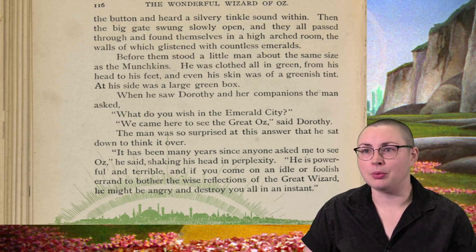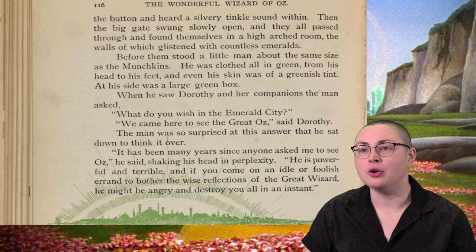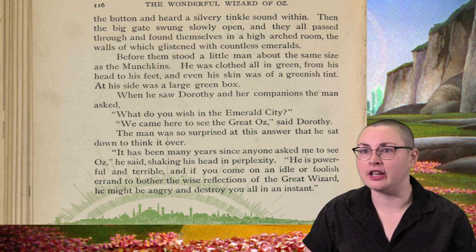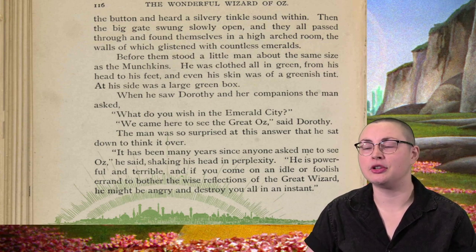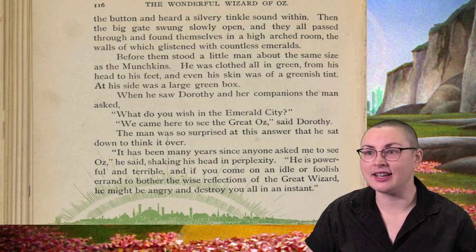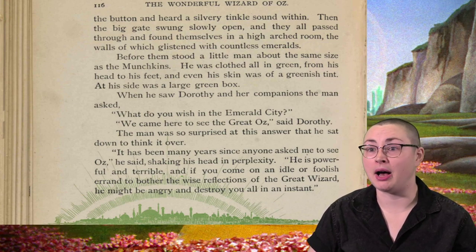Then the big gate swung slowly open, and they all passed through and found themselves in a high arched room, the walls of which glistened with countless emeralds. Before them stood a little man about the same size as the Munchkins. He was clothed in all green from his head to his feet, and even his skin was of a greenish tint. At his side was a large green box.